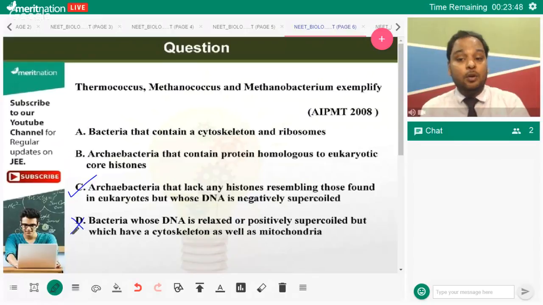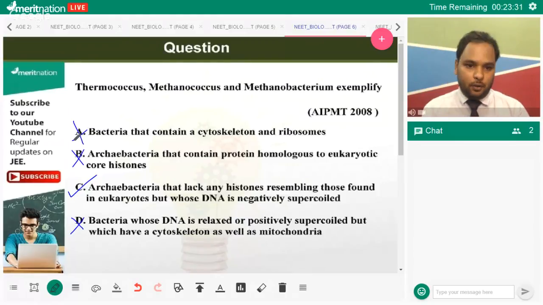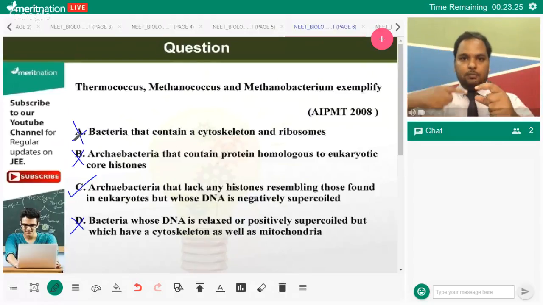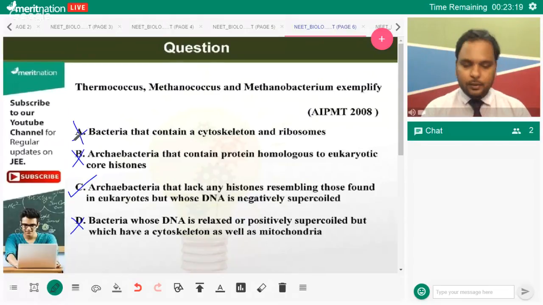Archaebacteria that contain protein homologous to eukaryotic core histones, no, they do not have. And bacteria that contain a cytoskeleton, it's an archaebacteria, so no, not at all. So the only correct answer here is archaebacteria that lack any histones resembling those found in eukaryotes. But their supercoiling, the way they supercoil around their proteins, is positive. This is a very good question asked in AIPMT 2008. It will clear your concepts about archaebacteria. Hope you have understood this.